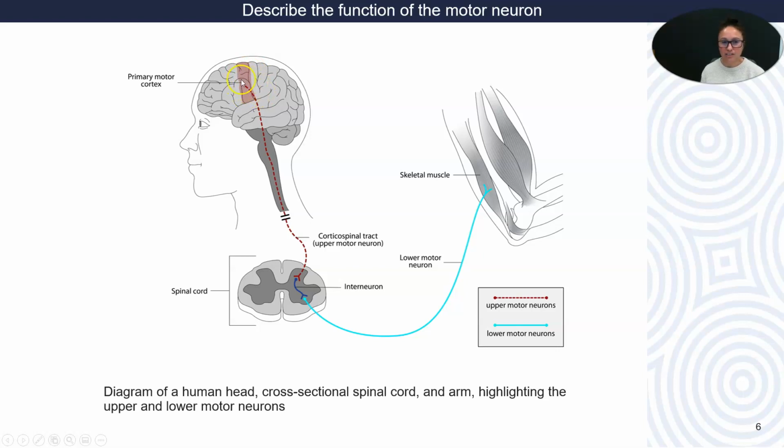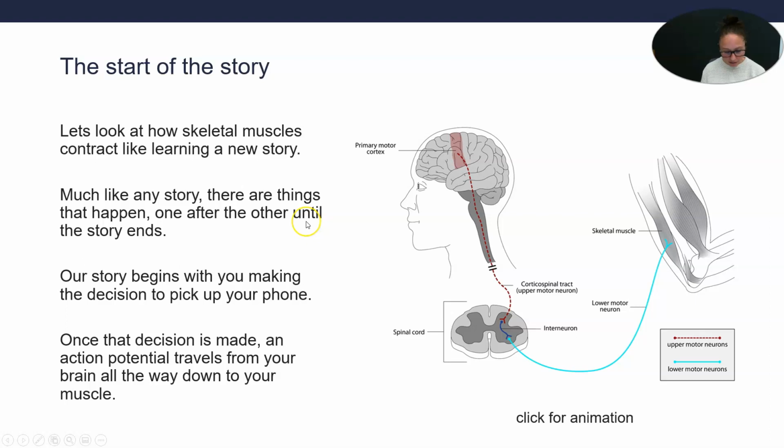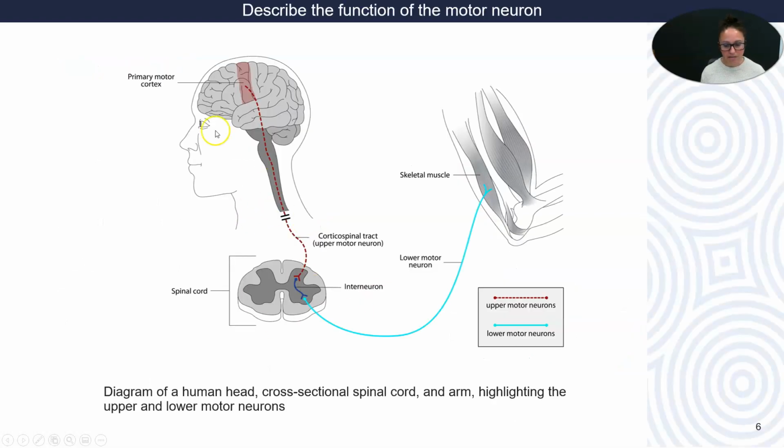So motor neurons actually start, or the cell bodies actually start all the way up here, and there's usually a bit of a chain. So you do have a long motor neuron here, which the cell body sits there, and it's very, very long. And then sometimes you have an interneuron, and then you have a lower motor neuron that works from the spinal cord to the actual muscle. But you do have a chain of neurons. So let me just go back a step for a second. So we have an upper motor neuron, an interneuron, and a lower motor neuron.